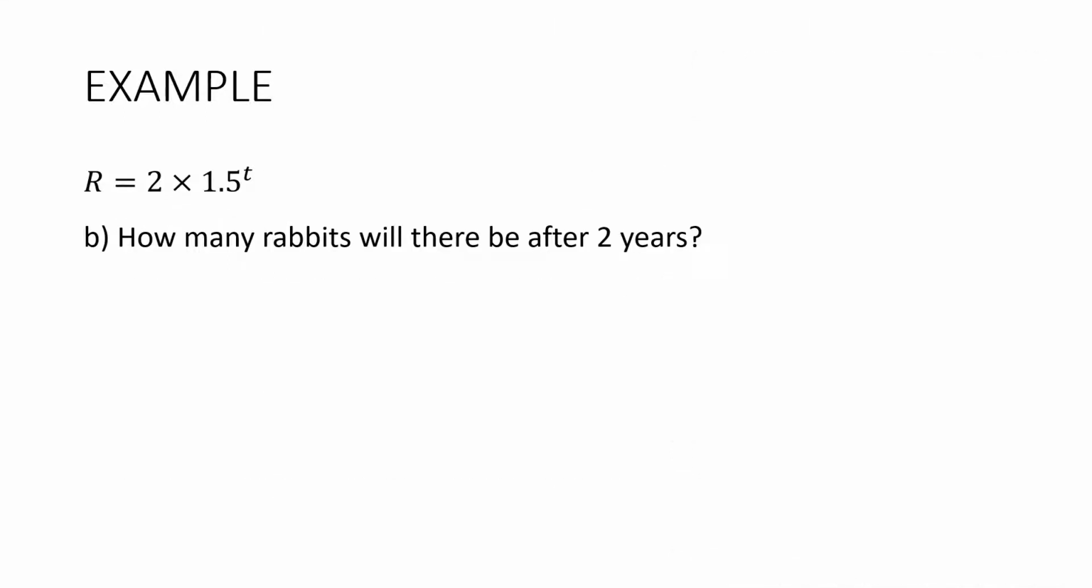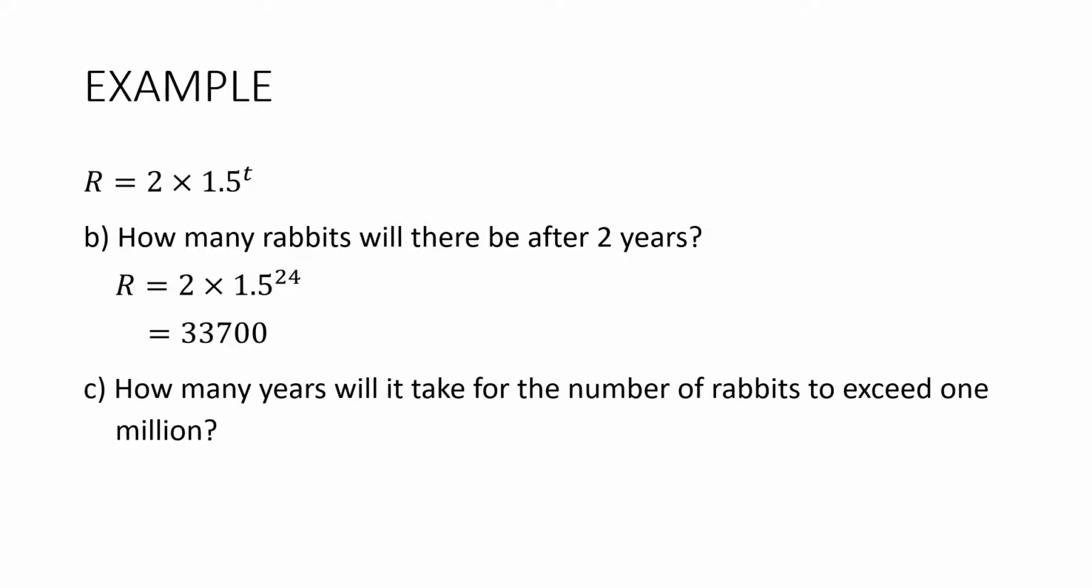Part B, how many rabbits will there be after 2 years? So remember t was in months, so we want to substitute in t equals 24. So we just do 2 times 1.5 to the power of 24, which equals 33,700. Part C. How many years will it take for the number of rabbits to exceed 1 million? So in this case, we're going to substitute in for R.